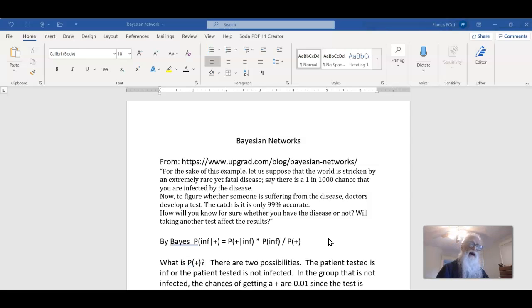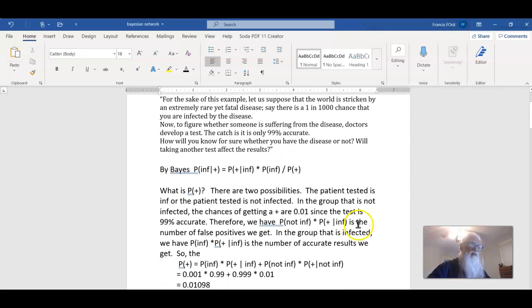Now, the probability that you're going to get a plus test equals the probability you're going to get a plus test if you have it, plus the probability that you're going to get a plus test if you don't. But then we have to multiply by the percentages. What that is, here I've written it down. If you look at the group that's not infected, the chances are 0.01 that they're going to get a positive result. If you look at the ones that are infected, it's going to be 0.99.